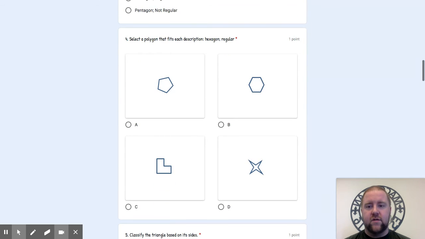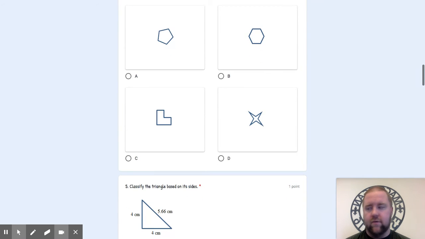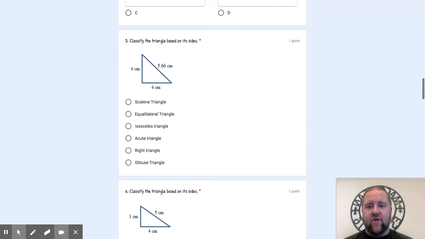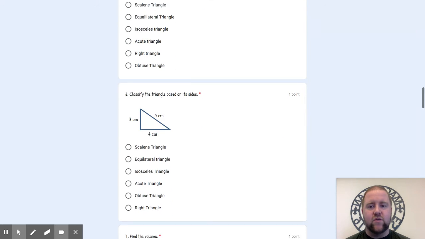Number four, so you're picking multiple choice, so select a polygon that fits the description. You're looking for a hexagon that is regular. So hopefully you know what these vocabulary words are. Number five says classify the triangle based on its sides. There are ways you could classify them by sides and ways you could classify them by angles. So make sure you're looking at the sides for this one and for number six as well, okay?